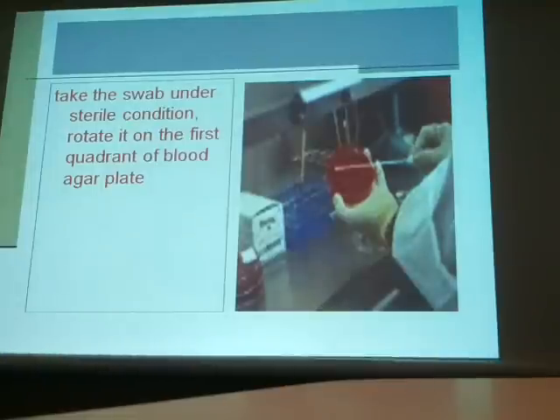Streptolysin O is more important to us because it is the antigenic one for humans. The human body forms antibodies against streptolysin O because its size is larger than that of streptolysin S. After we culture the throat swab on the blood agar, we do stabbing. What is the meaning of stabbing? Stabbing is like this.